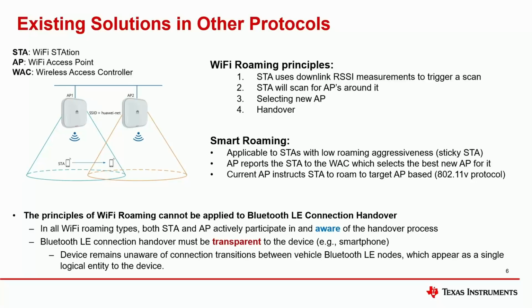Right. The reason for talking just briefly about this, it's not the focus of this topic, but the reason for talking about this is the principle of the Wi-Fi roaming. It actually is not transparent to the peer device, right? Both access point and the station, they need to be aware of the whole process, and they both know, okay, now I need to dump my connection data to the other device.